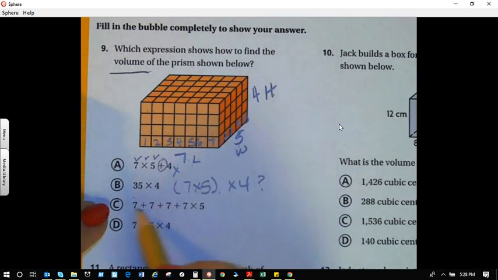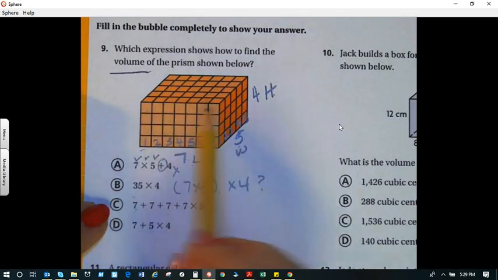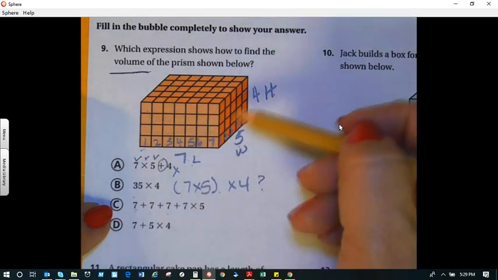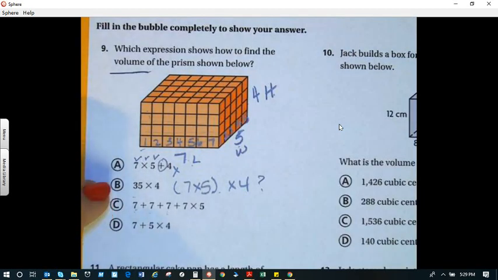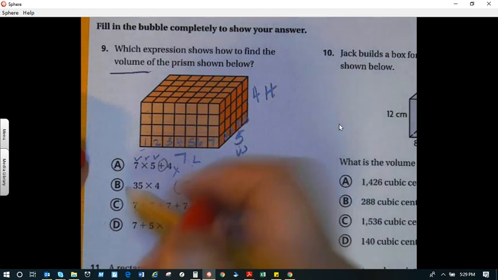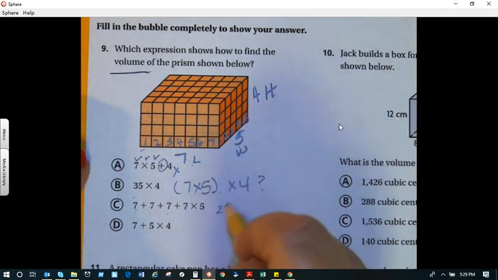Are we adding 7 plus 7 plus 7 plus 7 plus 7? This is 1, 2, 3, 4. That's the 4 layers. 1, 2, 3, 4. That's not going to be right, because times 5, you have 1, 2, 3, 4, 5. That's not even right, because you're not multiplying. So 1, 2, 3, 4. That's 28 times 5. Oops, nope, not even close.